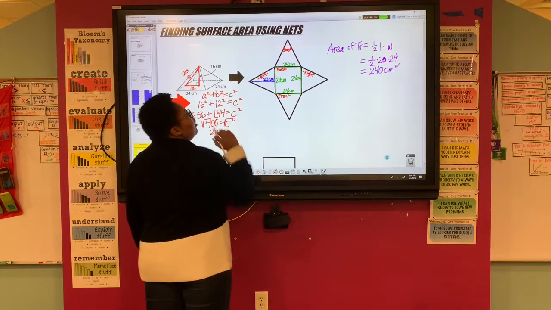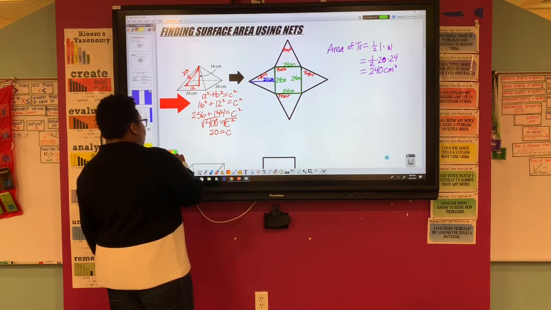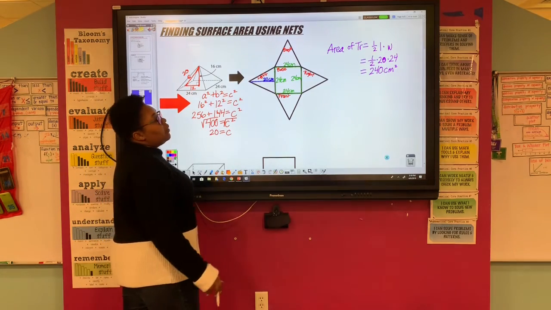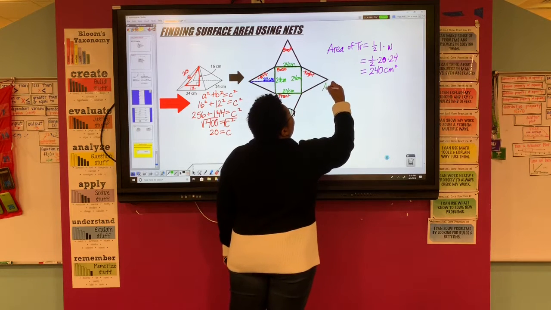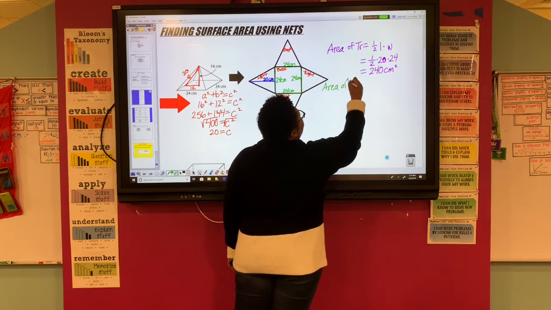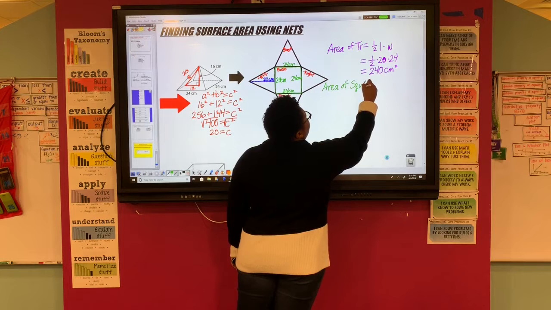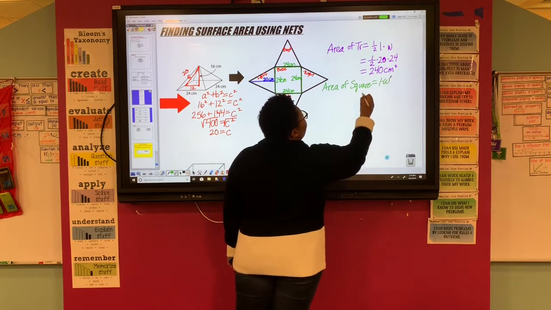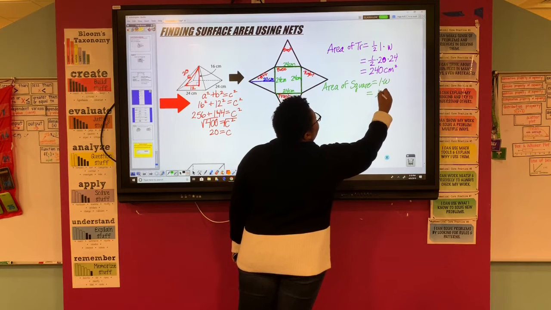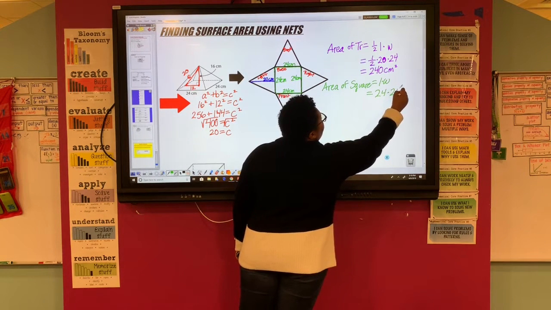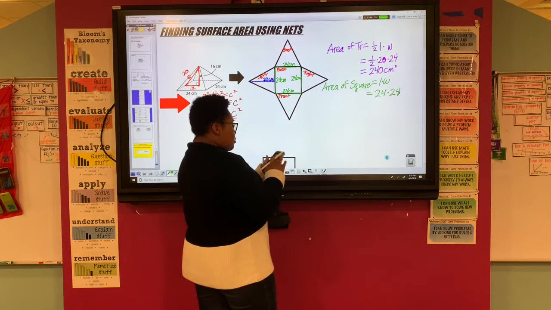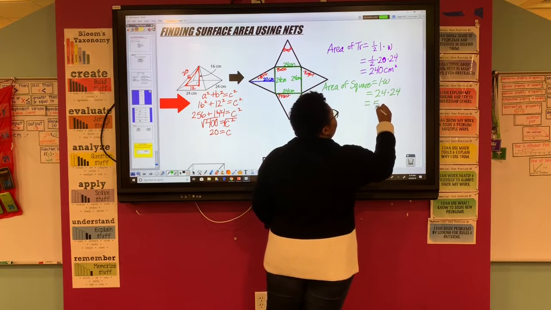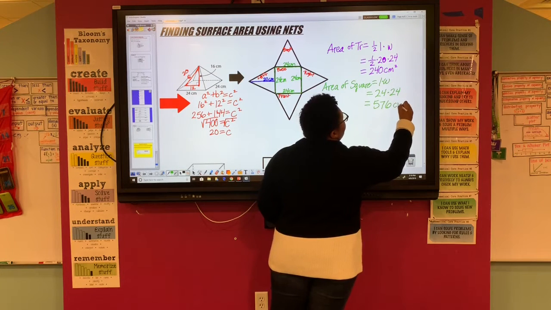Next, for my actual square, let's go ahead and do that in green since we already have that green there. We have the area of a square. That is just length times width. So we have 24 times 24. Multiply that together, 24 times 24. We get 576 centimeters squared.